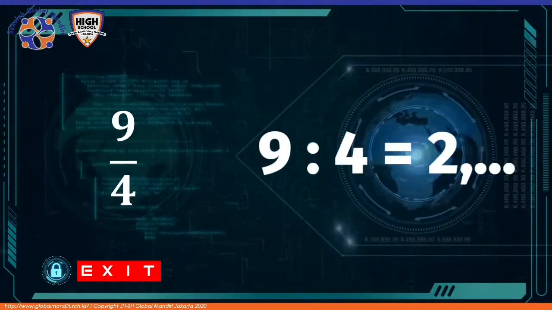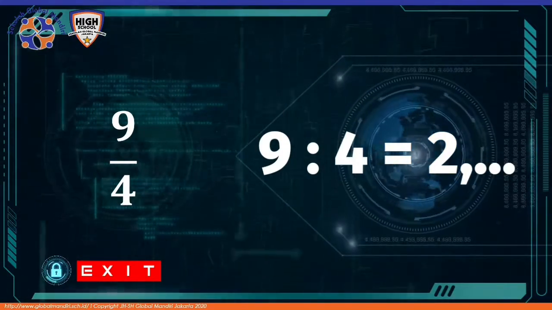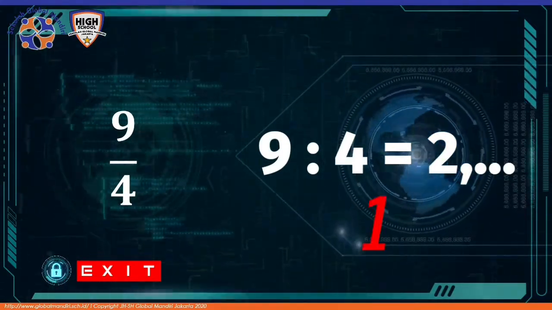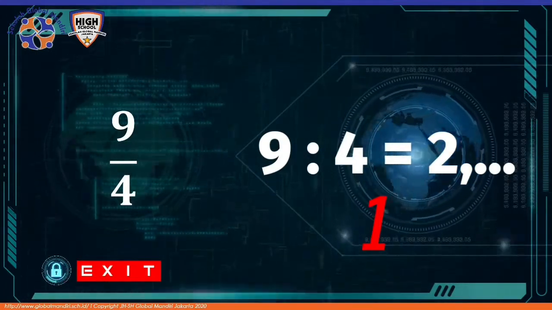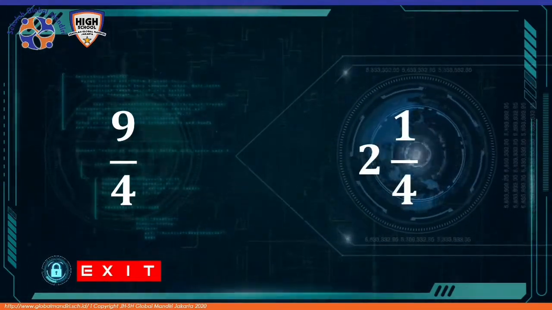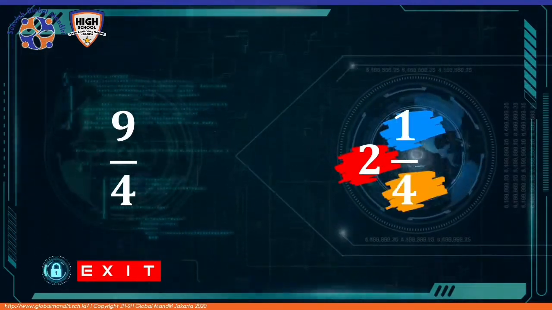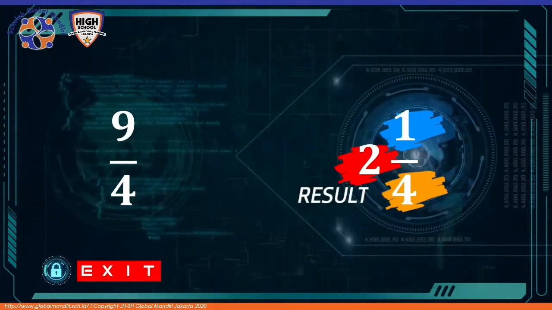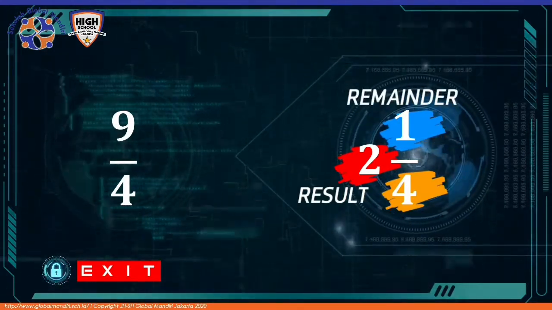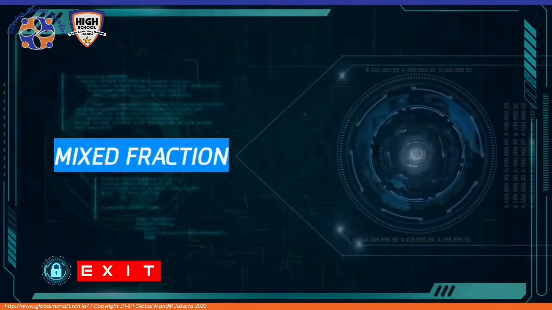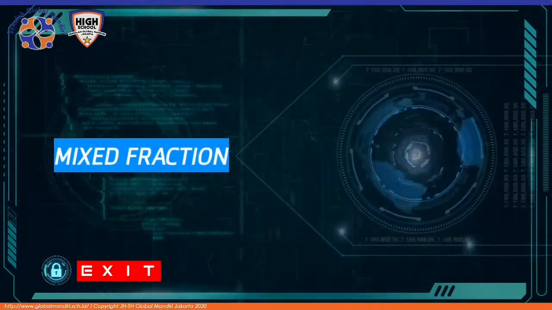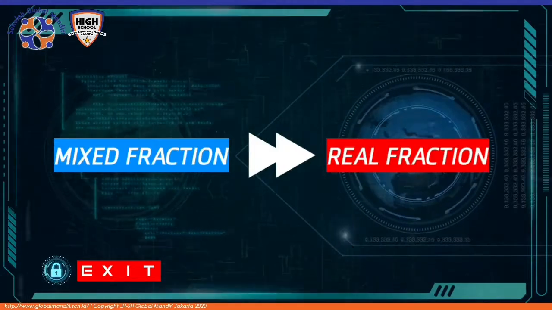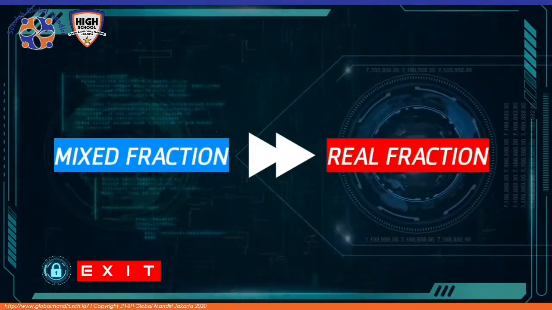But we have the remainder, which is 1. So now, we form this answer into this kind of form. So we have 2, 1 over 4. 2 is the result of division and 1 is the remainder of division. We can also do the reverse thing about this. So if you want to change the mixed fraction into the real fraction, we can do this kind of thing.